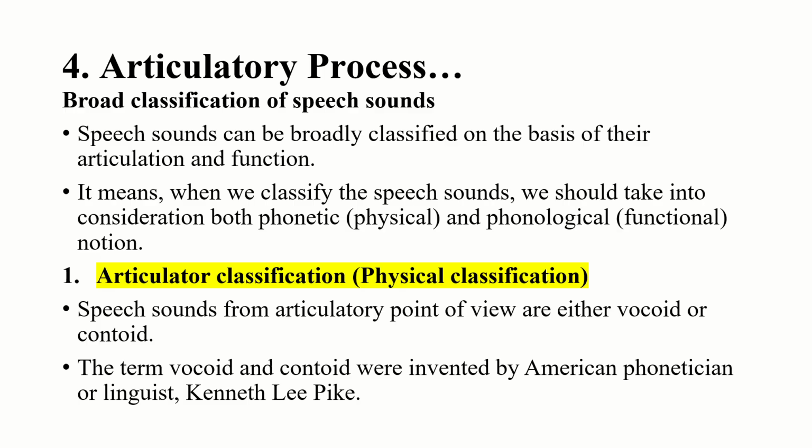In order to make the classification of the sounds, we can classify based on two parameters. One is phonetic classification and the next one is phonological classification. Phonetic classification is also known as articulator classification or physical classification, and phonological classification is also known as functional classification. According to physical classification, sounds are classified into two types.